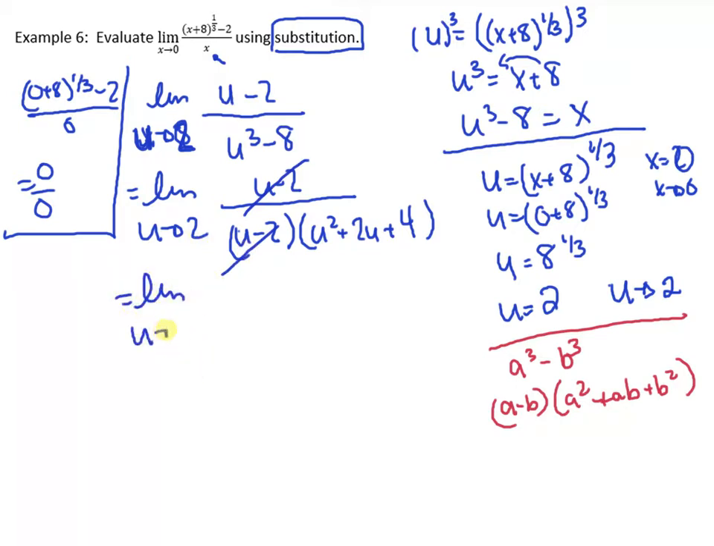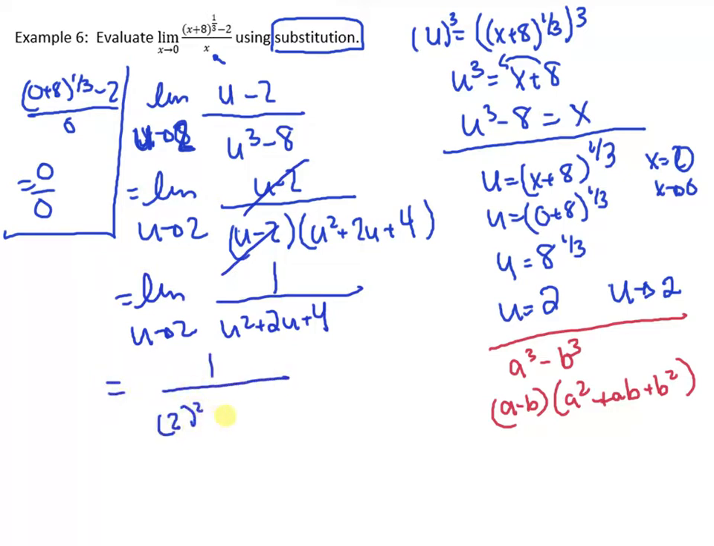We have the limit as u approaches 2 of 1 over u squared plus 2u plus 4. Now, everything in the denominator is an addition, therefore, we're no longer going to get a 0 in the denominator. Let's work that out. 1 over, we have 4 plus 4 plus 4, 12. We get 1 over 12. And that's it for this question. It's just 1 over 12.